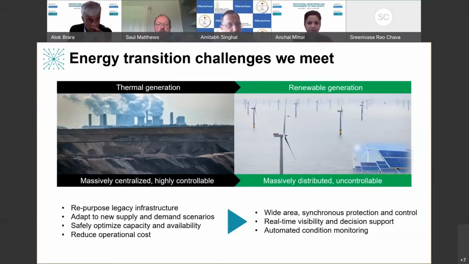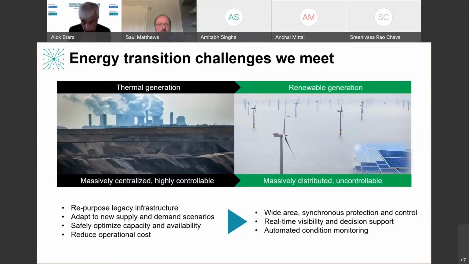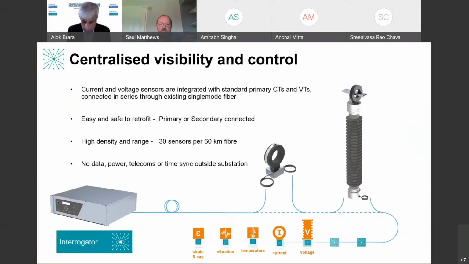So we noticed that there was a requirement for simply more sensors generating more data in more areas of the grid, because if you can improve your wide area control, and you can do it synchronously, you can get that real-time visibility and decision support. Dispatchers will make better informed decisions, and condition monitoring can be automated to save on engineer costs. Now, that's a very grand statement. It doesn't mean anything until we explain literally how this technology works.